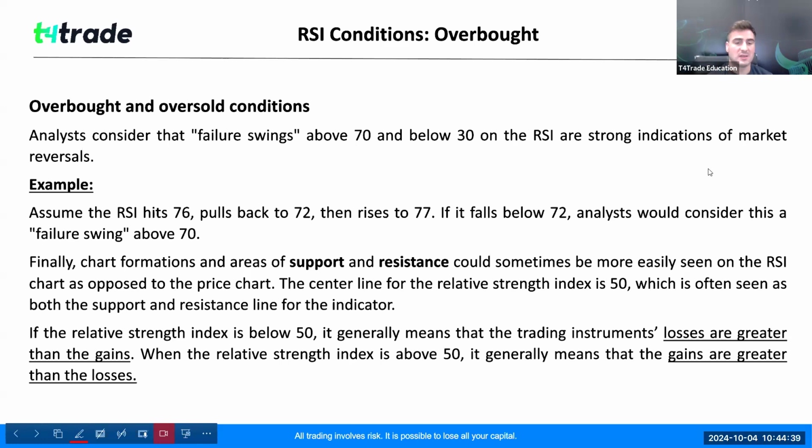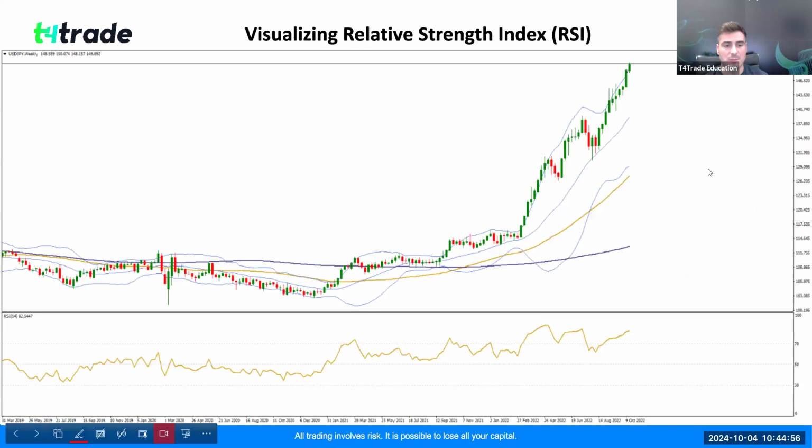Okay. If you see a series of green candles, you reasonably expect to see a series of upticking RSI values on the same time frame. Okay. Vice versa is also true. So let's go back to the example and see what we can extrapolate from this.